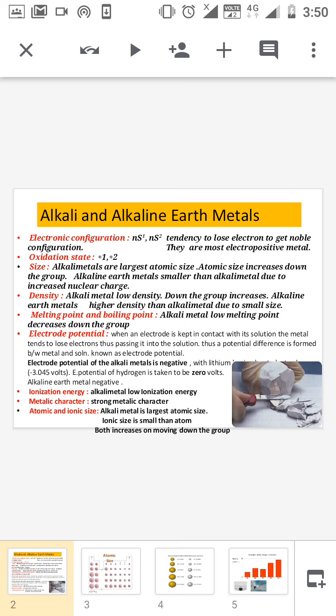Next is the size. Alkali metals have a large atomic size. The atomic size increases down the group. This is mainly because as we move down the group, the number of shells increases and the screening effect of the inner electrons also increases. And alkaline earth metals are smaller than alkali metals due to the increased nuclear charge.